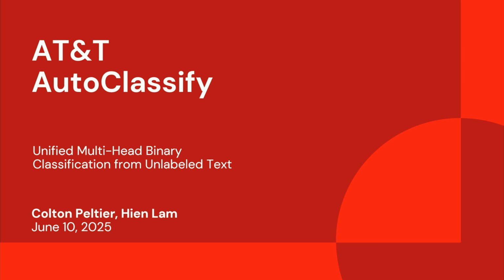Welcome to our talk, AT&T AutoClassify, Unified Multi-Head Binary Classification from Unlabeled Text. That's a lot of words, but essentially we want to extract key information from natural language unstructured text. I think how some companies are doing it nowadays is they use a closed source LLM, such as GPT-4 from OpenAI or Claude from Anthropic, to do the classification.